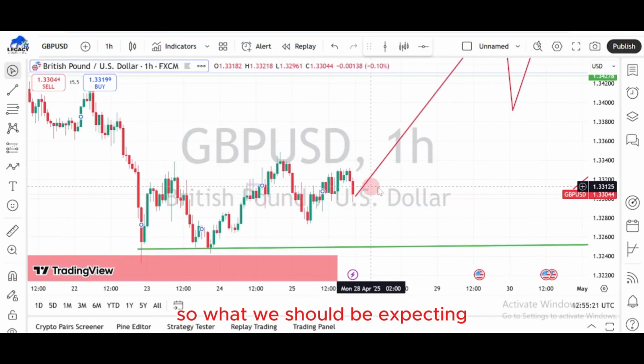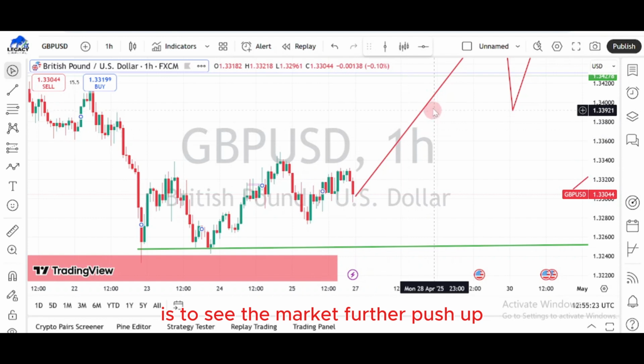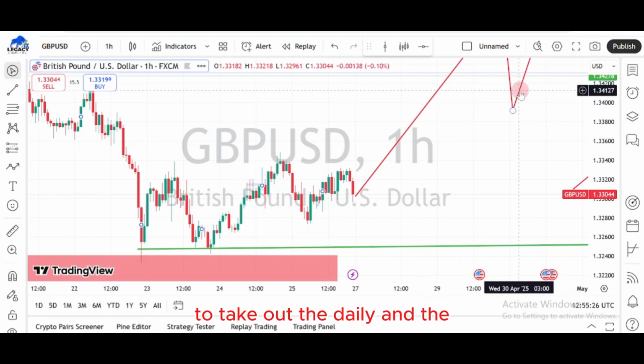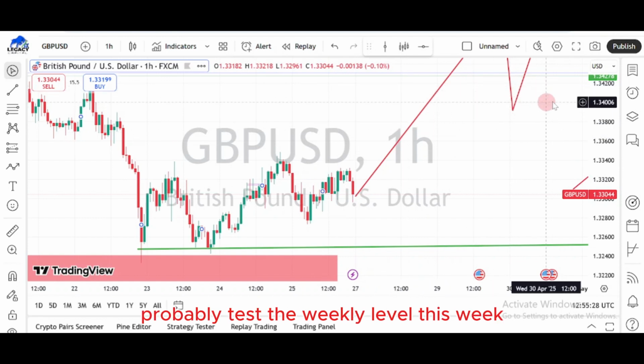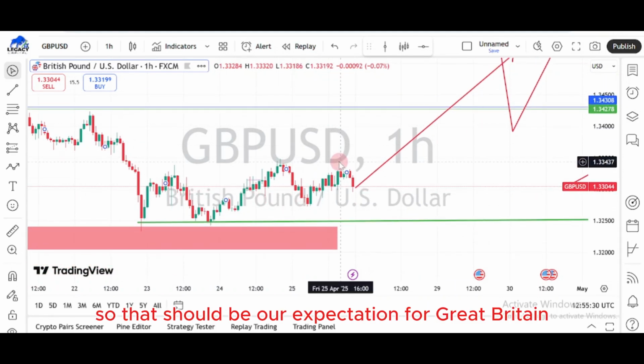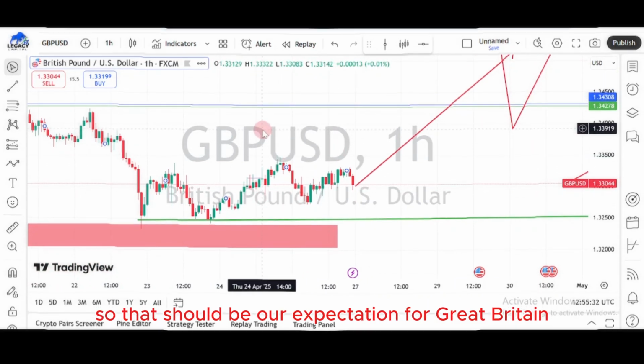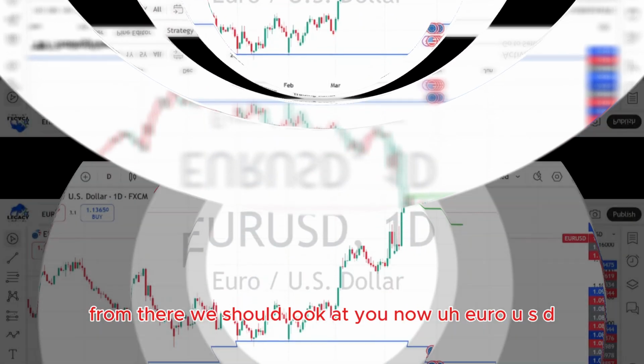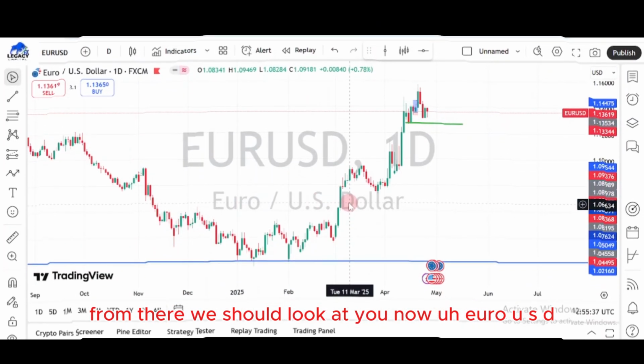So what we should be expecting is to see the market push further up to take out the daily and probably test the weekly level this week. So that should be our expectation for Great Britain pound United States dollar. From there, we should look at Euro USD.